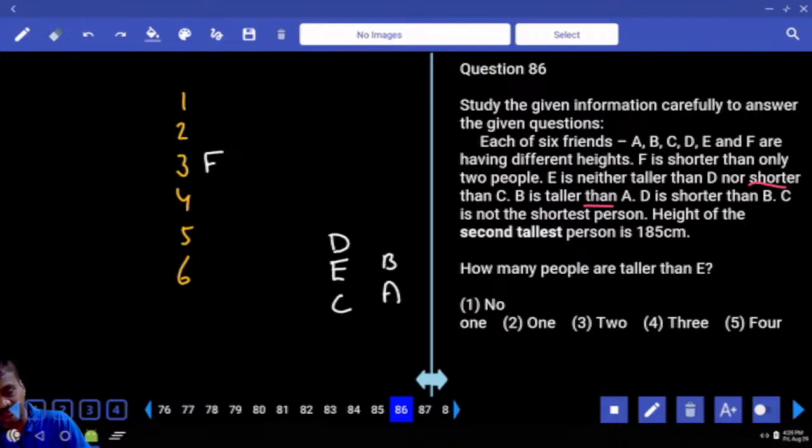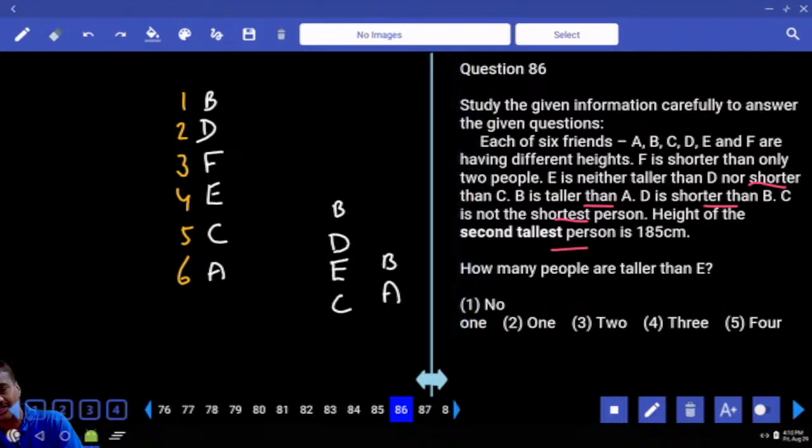Now D is shorter than B, and B must be here. The remaining 3 must be D, E, and C. Now B and A are in the first 2 places. C is not the shortest. As C is not the shortest, where should C be? C is here, E is here, D is here, B is here, because C is not the shortest.